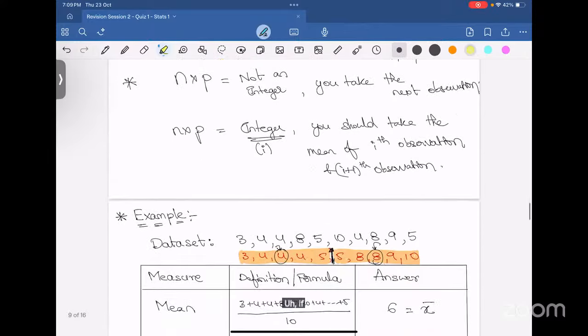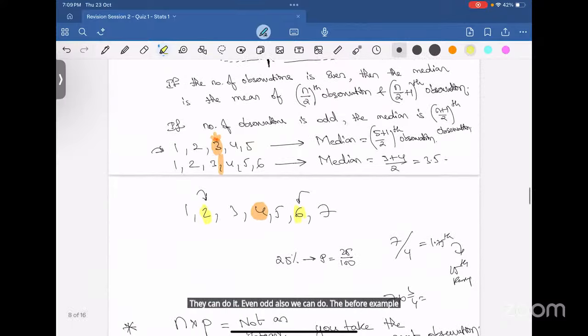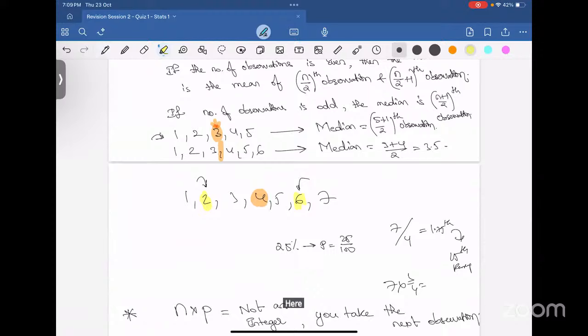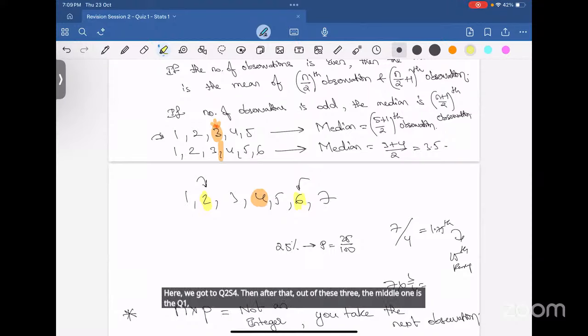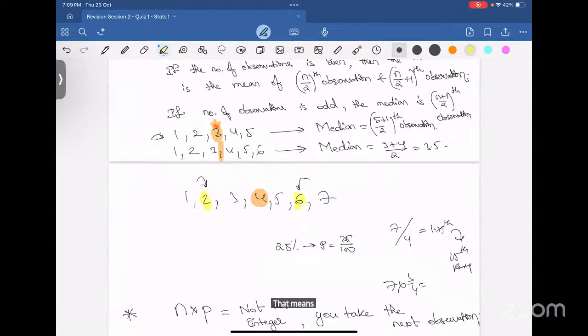Actually, if it is even, then it's very easy. This odd shortcut also we can do. In the before example, your 7 observations are there. Here we got Q2 as 4. Then out of the 3 below it, the middle one is Q1, and out of the 3 above it, the middle one is Q3. That means 2 is Q1, 4 is Q2, and 6 is Q3.